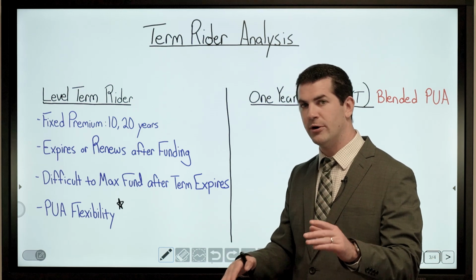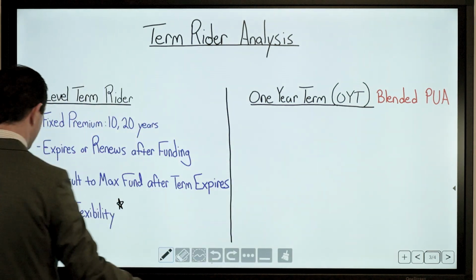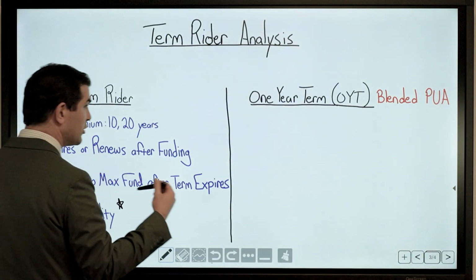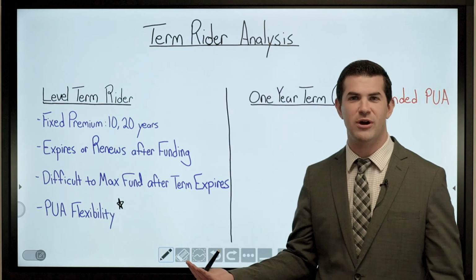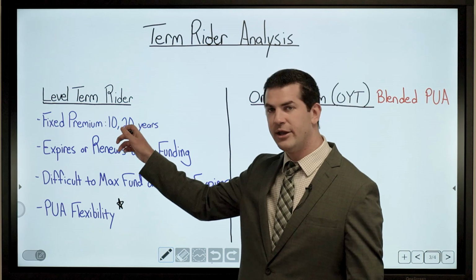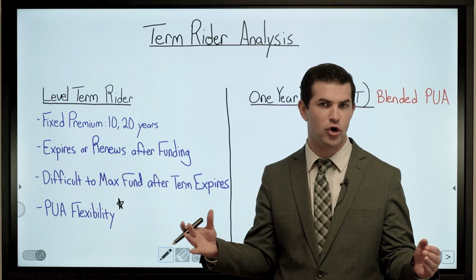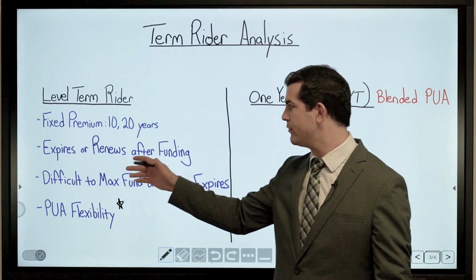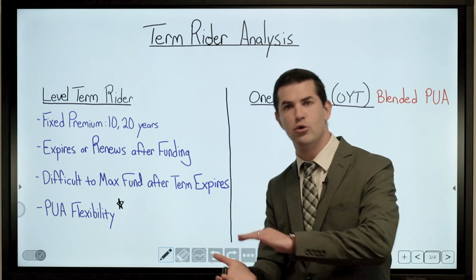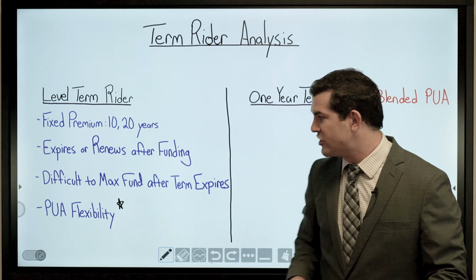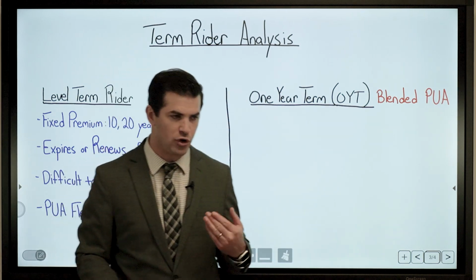After the term period, if I went with a 10-year, for example, that term rider will fall off, it'll expire, or it will renew at a more expensive rate. Typically at that time, I want to make sure I renew it. If I went with a 20-year term, the cost will be a bit higher because I'm extending that term for a longer period of time. However, when it falls off or renews after year 20, could be higher, or I want to make sure I chop it off. Next point, difficult to max fund a policy once the term falls off.